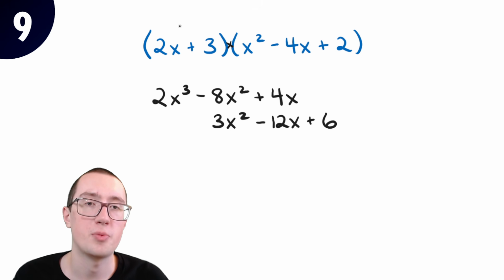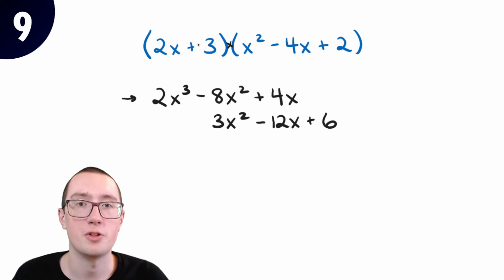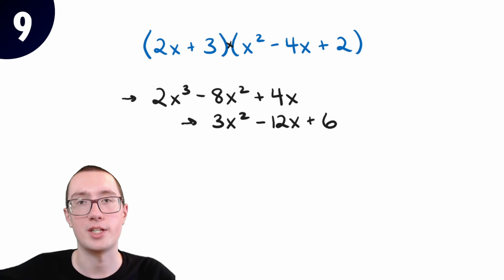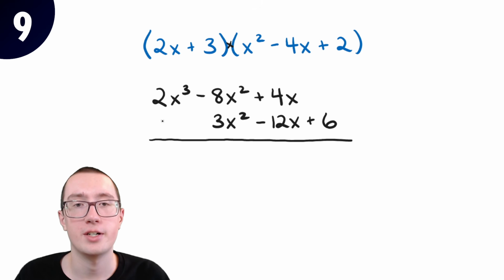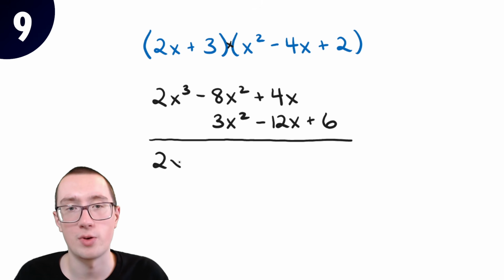So we've done distributive property with the 2x, that's this top part here. And we've done distributive property with the 3, that's this other part here. So our final step is now to add these two parts together. So I'm going to draw this big line under here, and we're going to add these together. So 2x to the third, there's no other x to the third to combine with this. So it's just going to stay as 2x to the third.